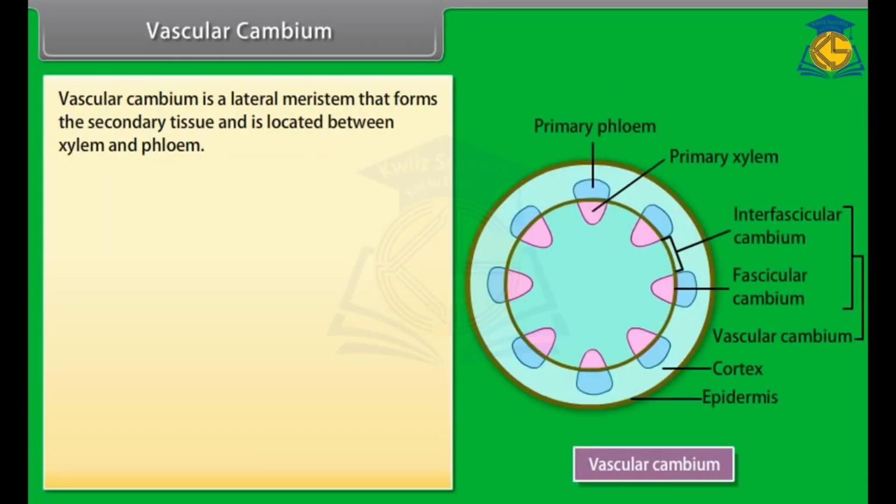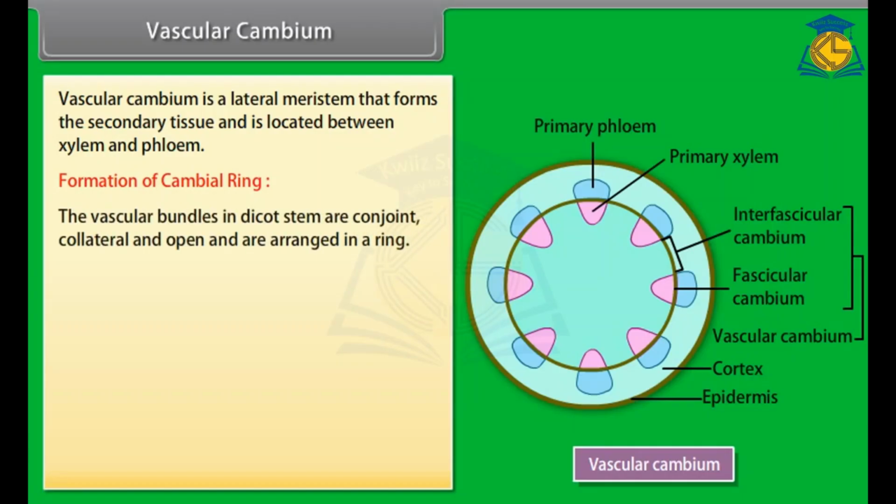Vascular cambium. Vascular cambium is a lateral meristem that forms the secondary tissue and is located between xylem and phloem. Formation of cambial ring. The vascular bundles in dicot stem are conjoint, collateral, and open and are arranged in a ring.